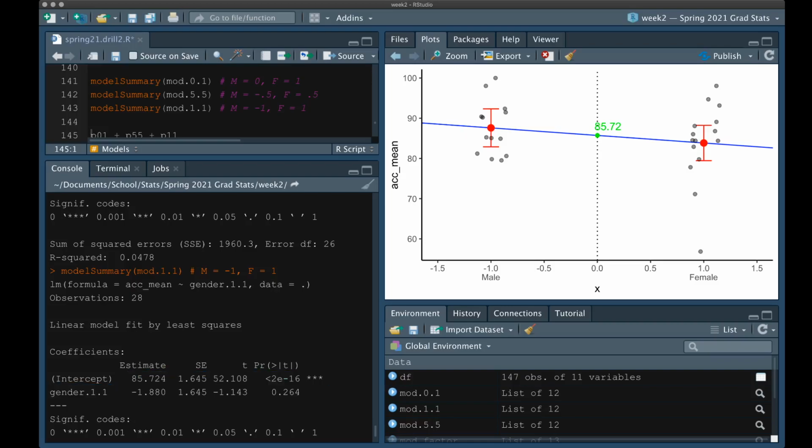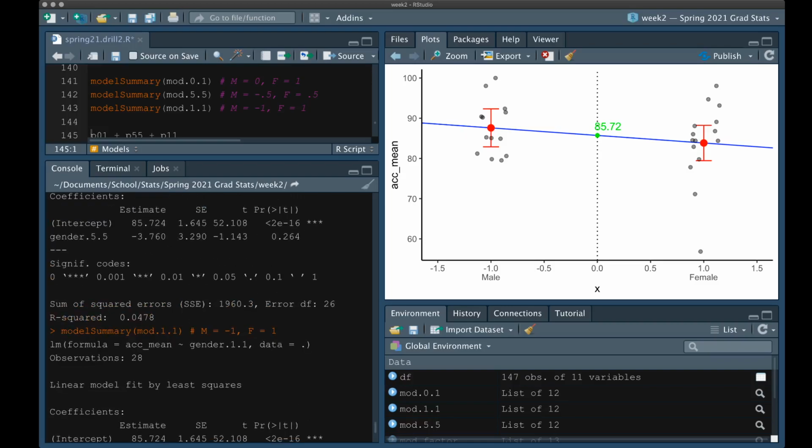Now, the way that this is interpreted is our intercept, 85.72, is the overall average. It is the mean of females and males combined, the mean of group means. And our slope, gender 1, is the average difference for each group between that group's mean and that overall mean of group means. So in other words, whereas this slope, when it's coded as -half and +half, tells us the difference between groups.